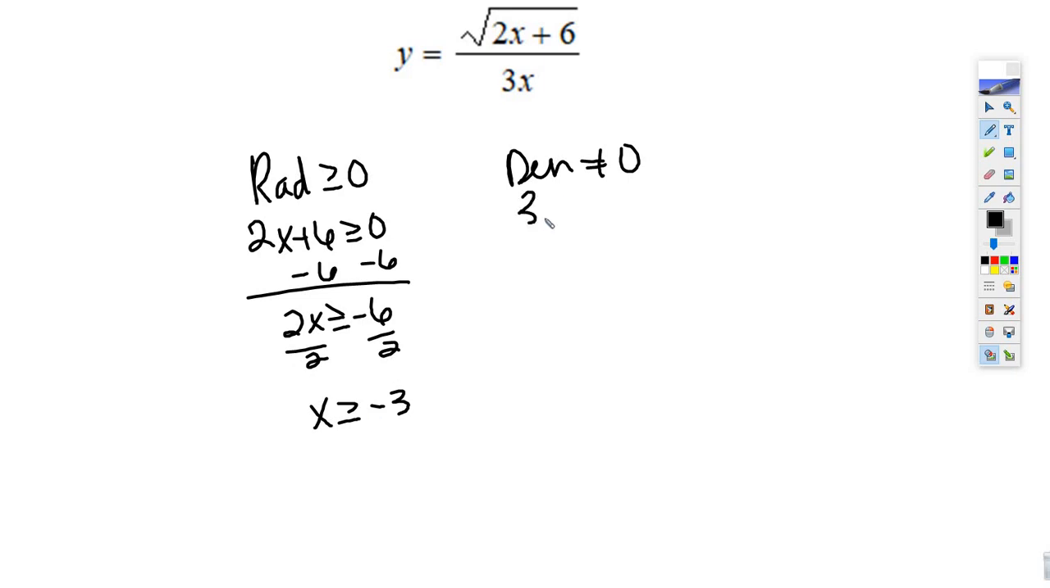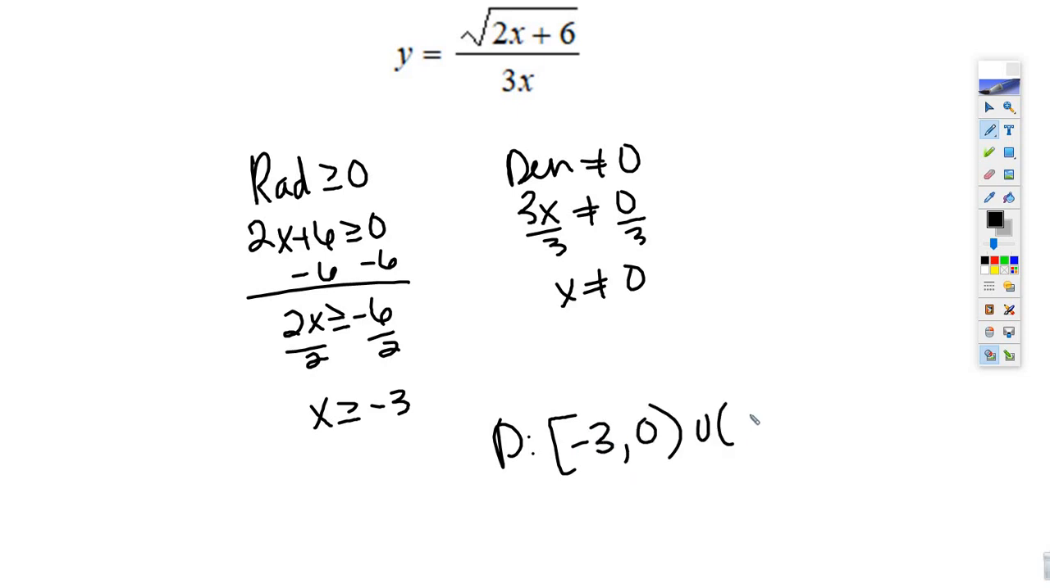So my denominator can't be 0, so 3x cannot be equal to 0. So x cannot be equal to 0. So 0 is greater than negative 3, so I have to take that into consideration. So I have negative 3 to 0, union 0 to positive infinity. Okay?